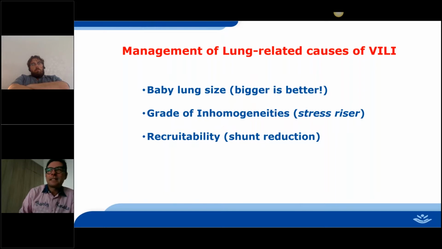On the other side, I think it is important to consider that an ARDS patient has also lung-related causes of VILI. And these causes of VILI are not only related to the ventilation that we are using, but also to how much baby lung we have. So a bigger baby lung is better, to the degree of inhomogeneities, because the inhomogeneities are considered stress risers, and the more inhomogeneities we have, the more shunt we have, the more stress risers we have. So the impact of our ventilation can be more dangerous according to how many stress risers we have.